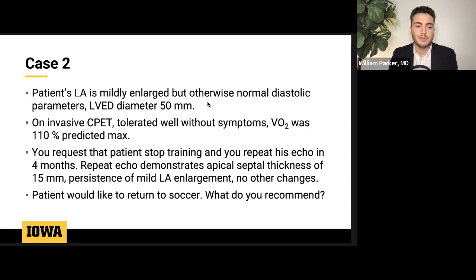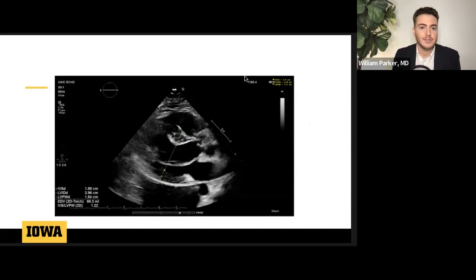So even perhaps a little bit larger than before, and persistence of mild LA enlargement, no other changes. He would really like to return to soccer. And what would you recommend next? Going over a few images. So you can see persistence of thickened septum.